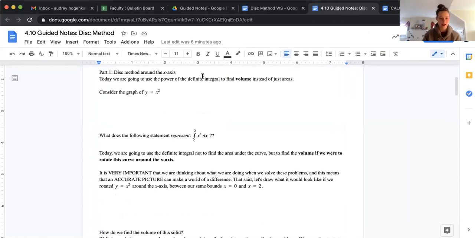Okay, so consider the graph of y equals x squared. So we know that that's going to be a good old parabola. What does the following statement represent? We have the definite integral from 0 to 2 of x squared dx. So take a second and think about that.